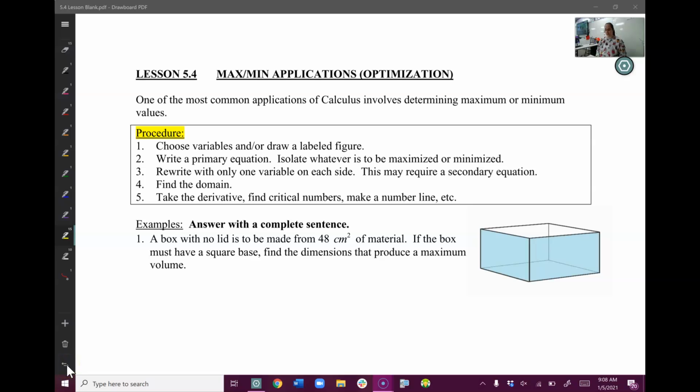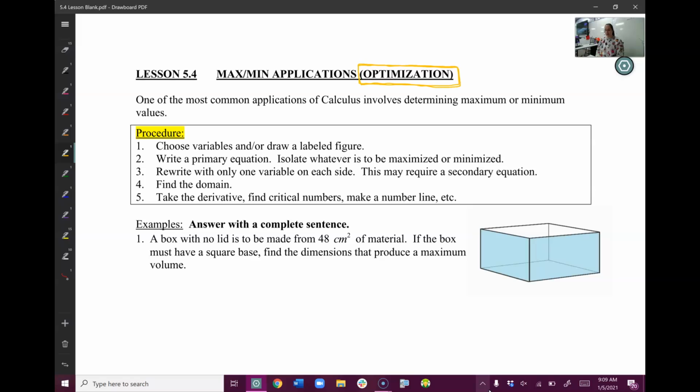For lesson 5.4, we're going to be talking about a new type of story problem. These story problems are called optimization problems, which is basically a fancy word for minimizing or maximizing something. So you may have heard of problems like this in the past where they're like, I want to build a pasture for my sheep and I want to maximize the area of the pasture. What should the dimensions be? That's the kind of problem we're talking about, maximizing or minimizing something.